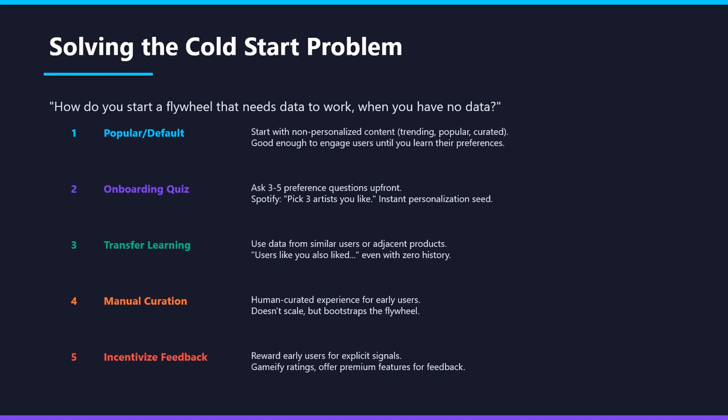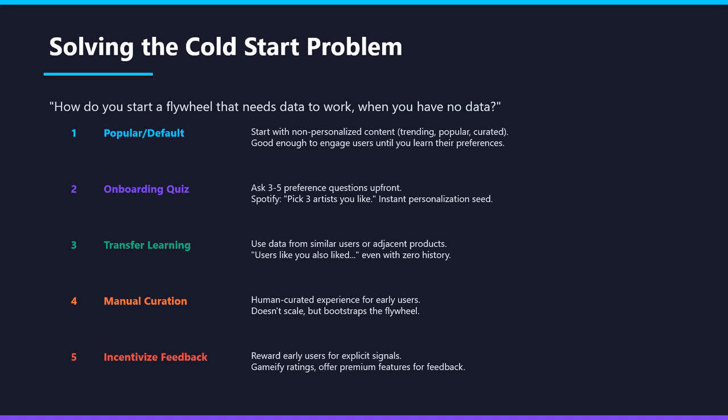Solution 1, start with popular or default content before you can personalize. Show what's generally popular or trending. It's not personalized, but it's good enough to engage the users, right? Until you learn their preferences. So TikTok shows trending content to the new users. Spotify shows popular playlists. Okay.